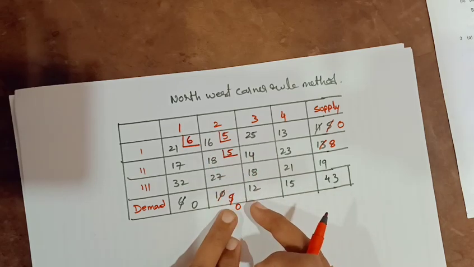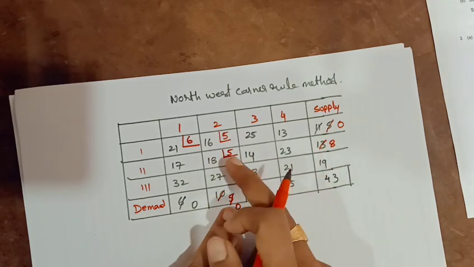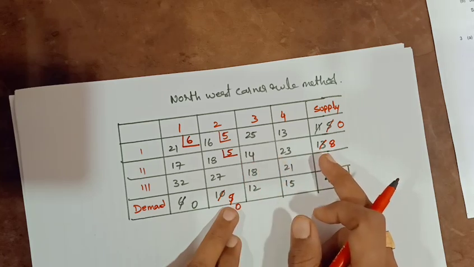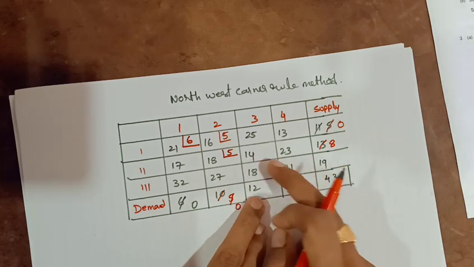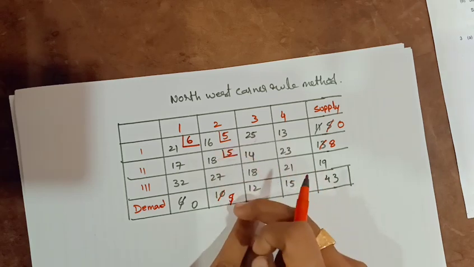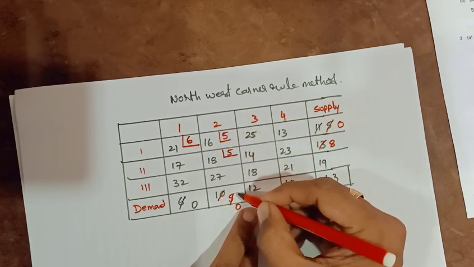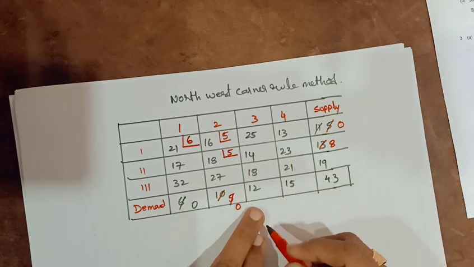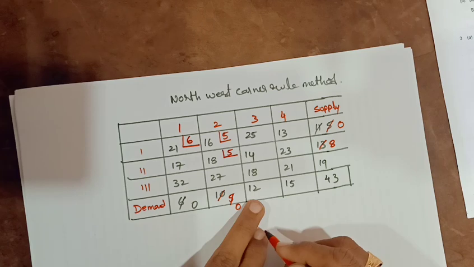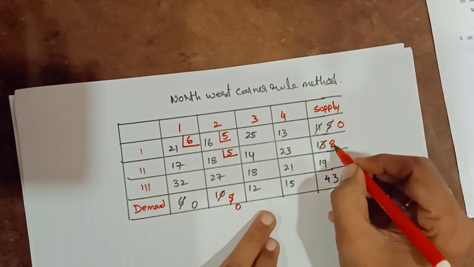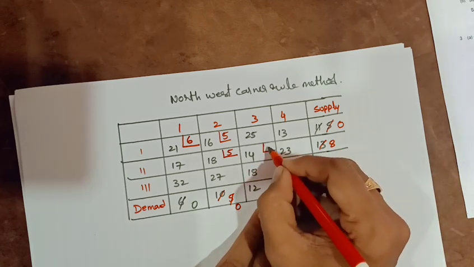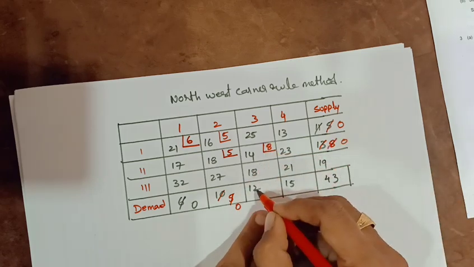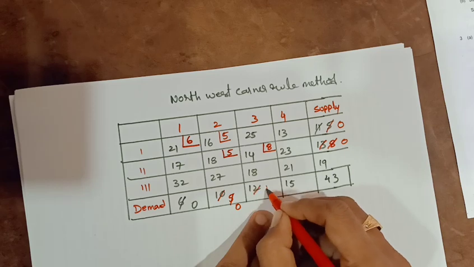So this column is deleted, this row is not deleted, it will be there. So next, northwest. As this particular column is deleted, now 14, 23, 18, 21 will be available for the allocation. So minimum allocation is 8, so here I will be allocating 8, and this gets cancelled. 12 minus 8 will be 4.